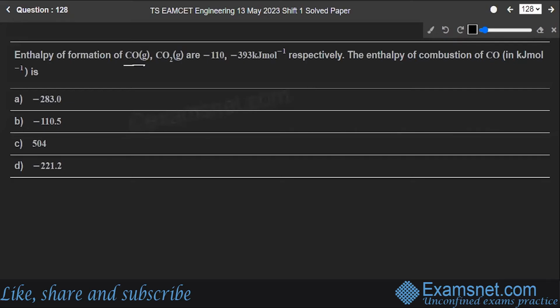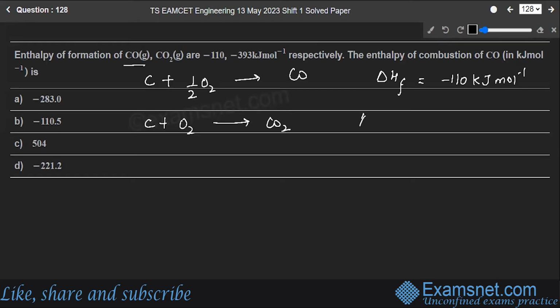Enthalpy of formation. First of all, let's write the reactions. To form carbon monoxide, carbon reacts with half a molecule of oxygen and gives you carbon monoxide. The enthalpy change in this is minus 110 kilojoules per mole. Similarly, for carbon dioxide, this is the reaction, and let's say this is delta HF dash, which is equal to minus 393 kilojoules per mole.